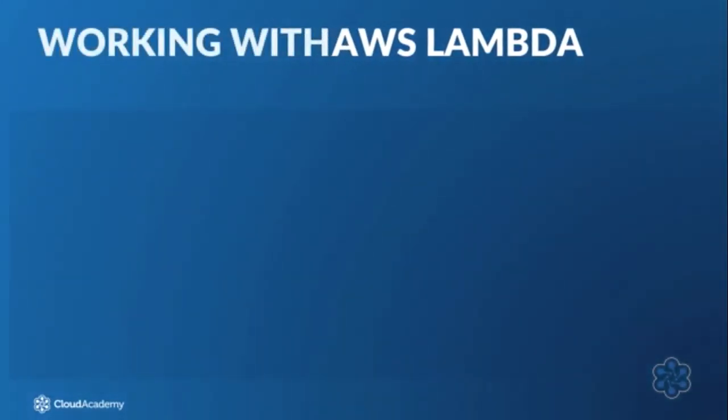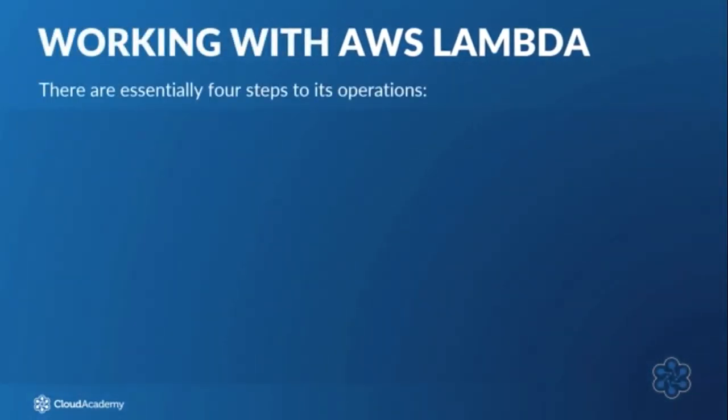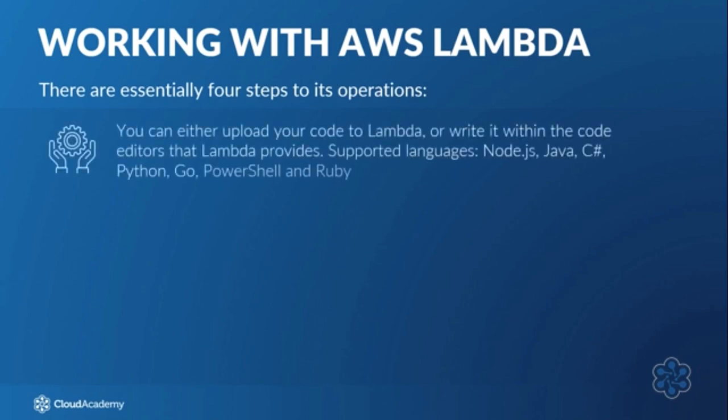So how does it work? Well, there are essentially 4 steps to its operation. Firstly, AWS Lambda needs to be aware of your code that you need to run, so you can either upload this code to AWS Lambda or write it within the code editor that Lambda provides. Currently, AWS Lambda supports Node.js, JavaScript, Python, Java, Java 8 compatible, C#, .NET Core, Go, and also Ruby. It's worth mentioning that the code that you write or upload can also include other libraries.